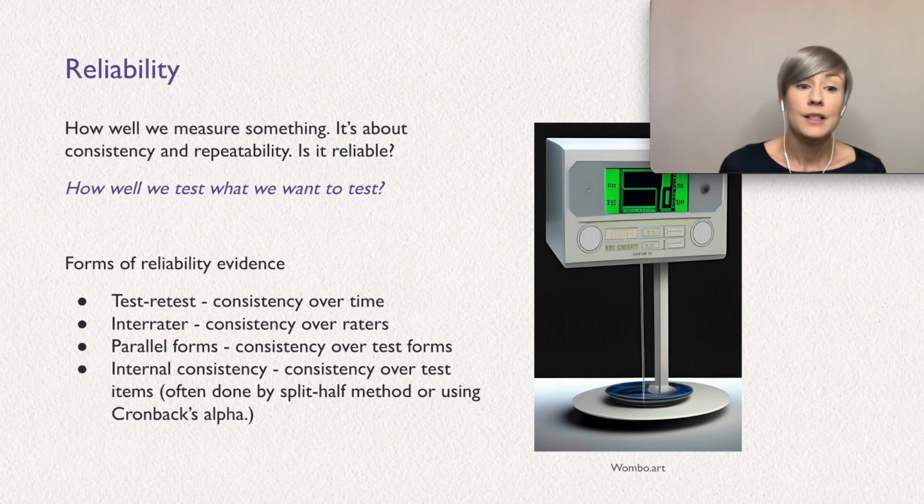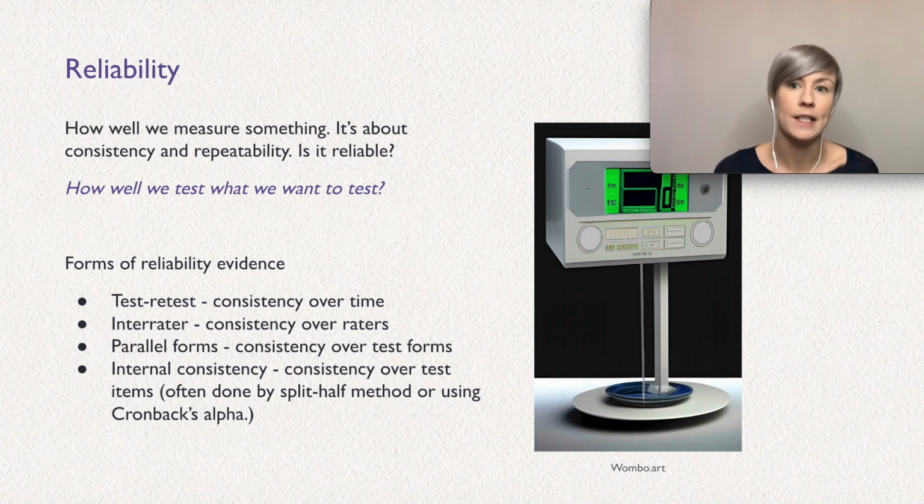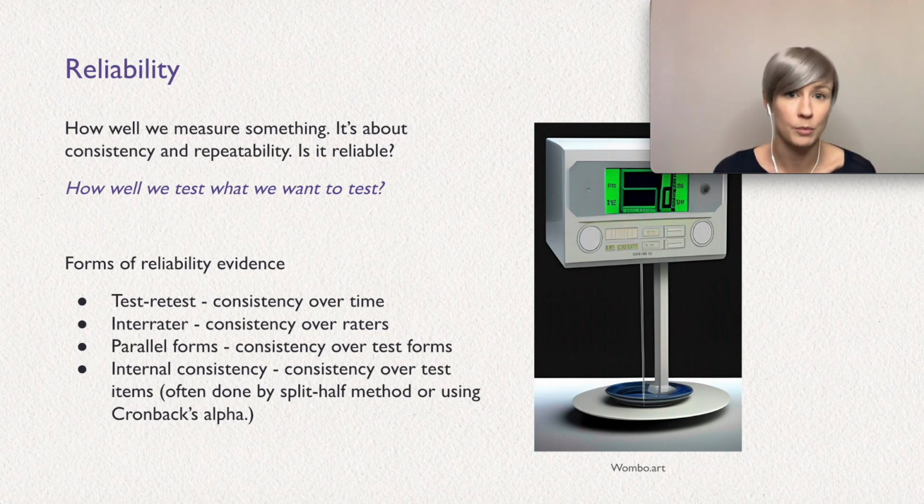Then we have inter-rater reliability, and that is consistency over raters. So will two teachers grading the same test give the same grade? Then we have parallel forms of reliability evidence. So that is about consistency over test forms. So this is a bit like concurrent validity that we talked about before, but for reliability.